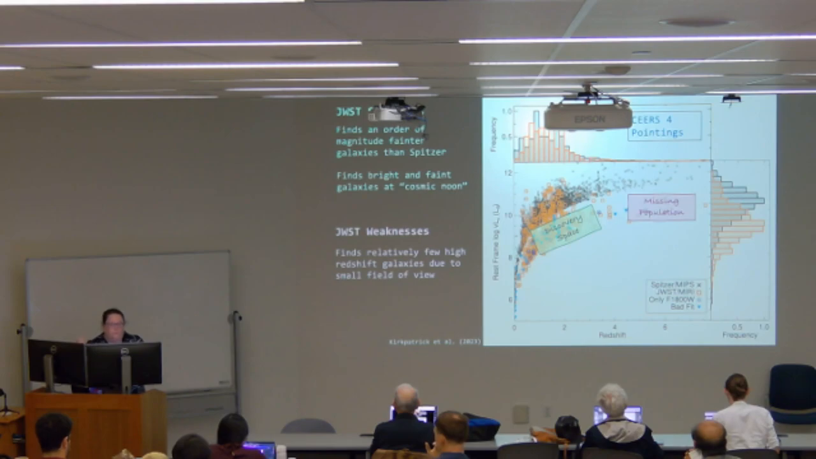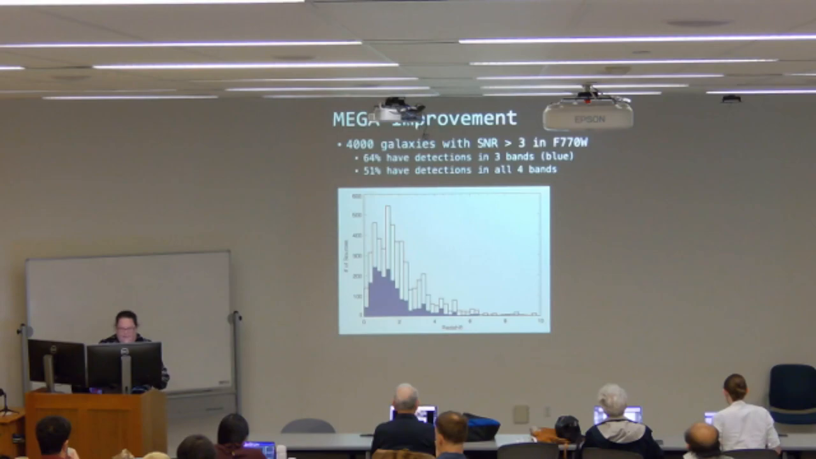But what we weren't able to do with the original Sears pointing is find high redshift galaxies. So we really couldn't say anything about them. So is that a product of there being just a really, really small area? Does MEGA improve on this? The answer is that yes, it does.